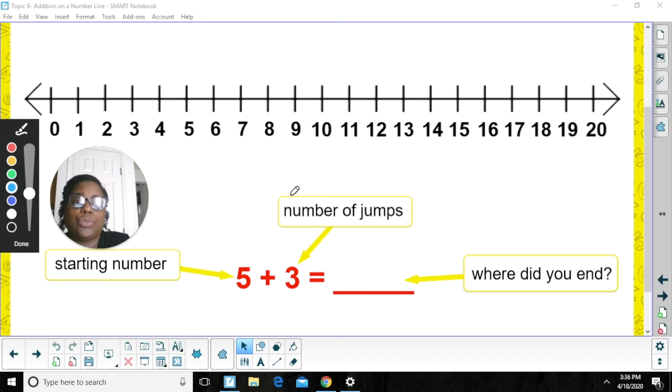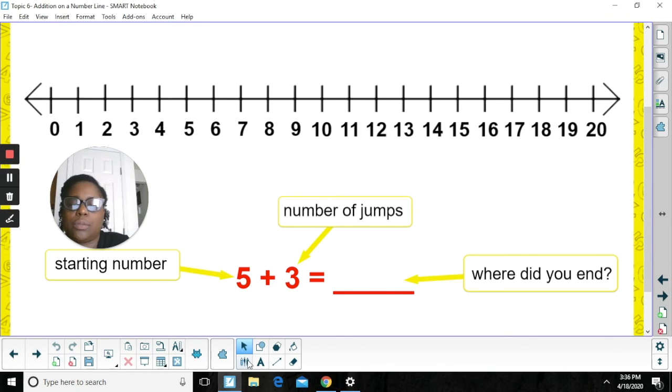If you like to use the counters, you can go back to the counters. You have options. Let me just read what it says here. It said this was your starting number and the number of jumps, 1, 2, 3. And then it says, where did you end? And we ended up on what? Let me put it back again. We ended on 8, okay? And of course, we wrote 8 right here.